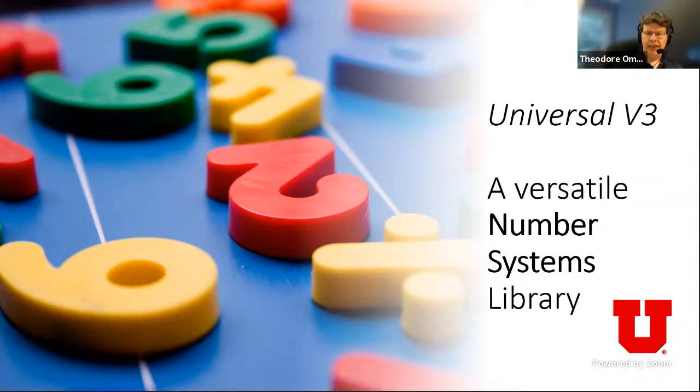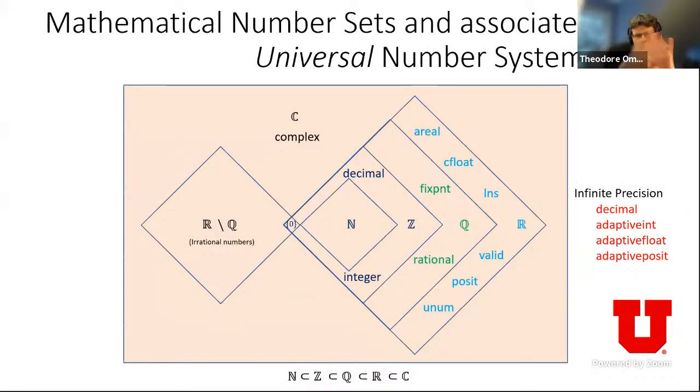So that is the introduction, and what we're going to do from this point on is quickly give you a sampling of the number systems that are currently provided by the Universal Library. They're organized, as you might imagine, by their mapping onto the mathematical number sets. And then, of course, as you progress towards the reals, you get more and more creative with respect to the sampling profile of these number systems.